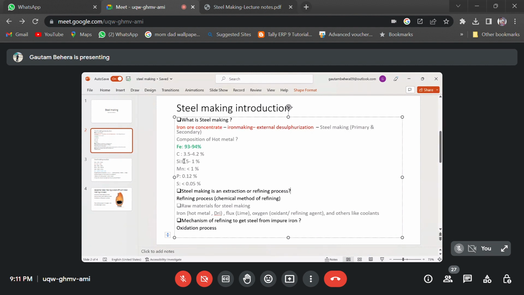And the point you have to remember, in the iron making process, the refractory lining nature is something different. And in the steel making process, the refractory lining is something different, right? And in iron making, the basicity of slag is less, but in steel making, the basicity of slag is higher. You have to remember these points. How this will be, I will tell you later. Okay, anyways.